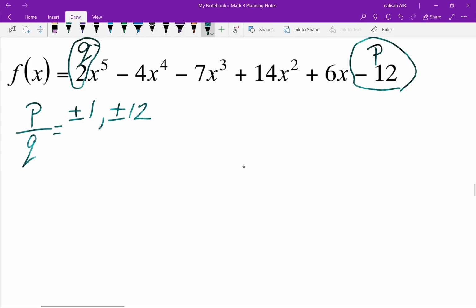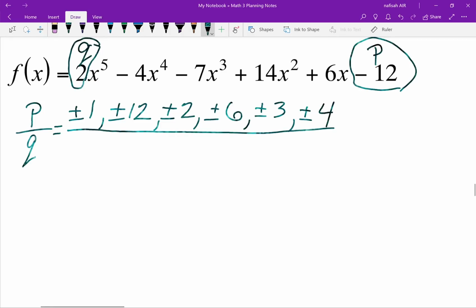1 times 12 will get me 12. 2 times 6 will get me 12. 3 times 4 would get me 12. And I'm putting the plus or minus because if you notice, it's a negative 12. Since it's a negative 12, I could have positive 1 times negative 12, and I could have negative 1 times positive 12 to give me negative 12. So the plus or minus gives me all combinations possible. I'm always going to have plus or minuses when I'm trying to find all of the possible rational roots.